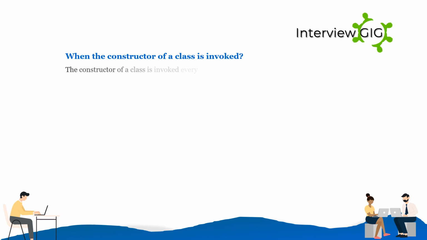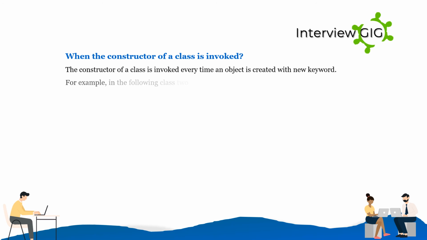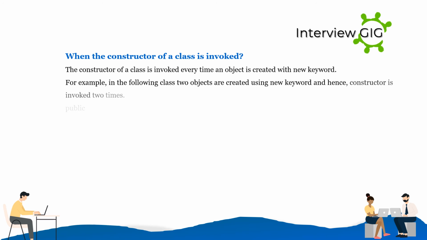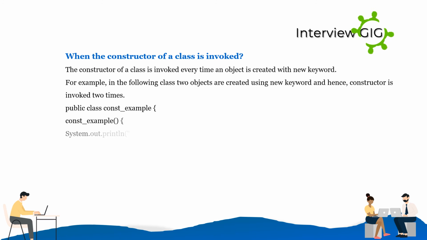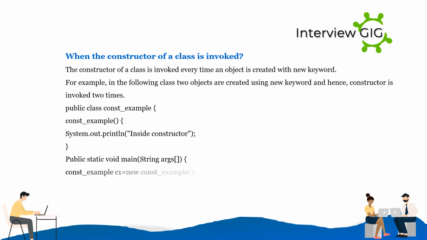When is the constructor of a class invoked? The constructor of a class is invoked every time an object is created with new keyword. For example, in the following class two objects are created using new keyword and hence, constructor is invoked 2 times. Public class const_example. Const_example. System.out.println inside constructor. Public static void main string args. Const_example c1 equals new const_example. Const_example c2 equals new const_example.